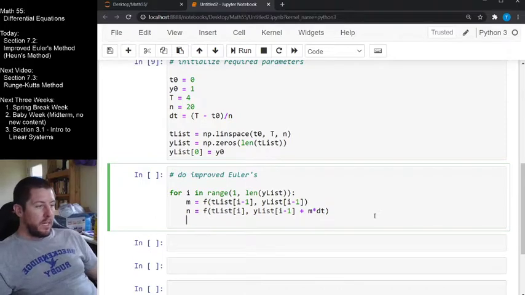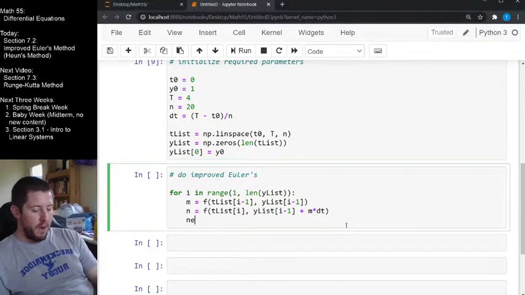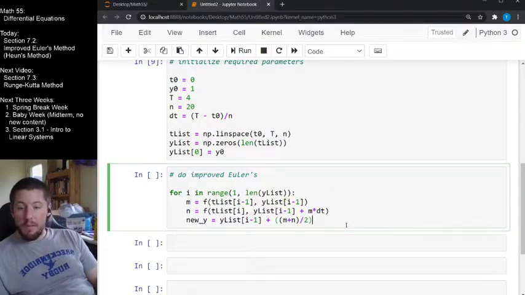So now what we're going to get, and I'm going to use one extra variable right here. I'm going to call this new_y. It's an underscore right there. new_y should be whatever our old value of y is. There's my old value of y, my current value of y, plus I want (m + n) / 2. That's the slope that I want to move in.